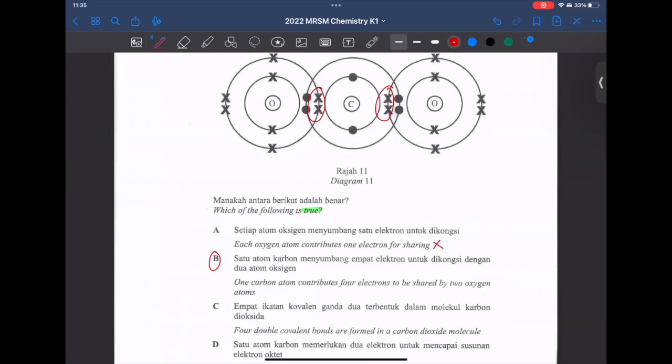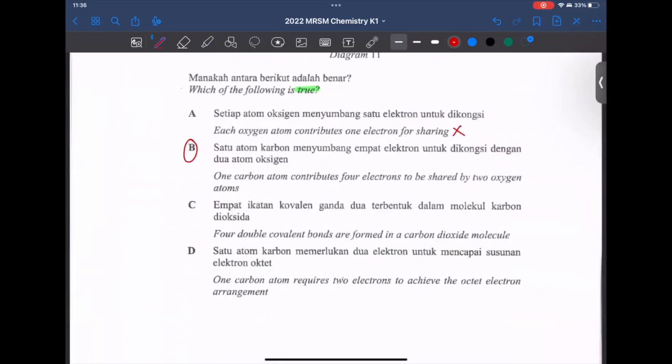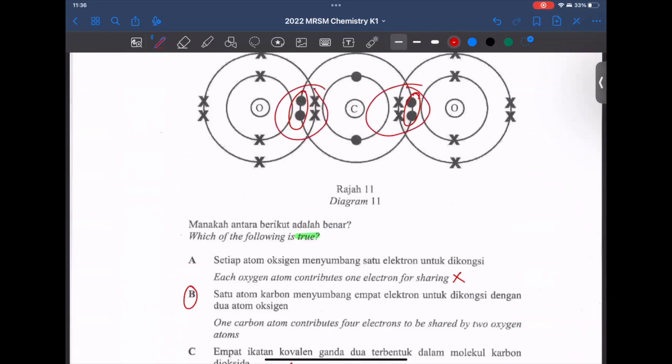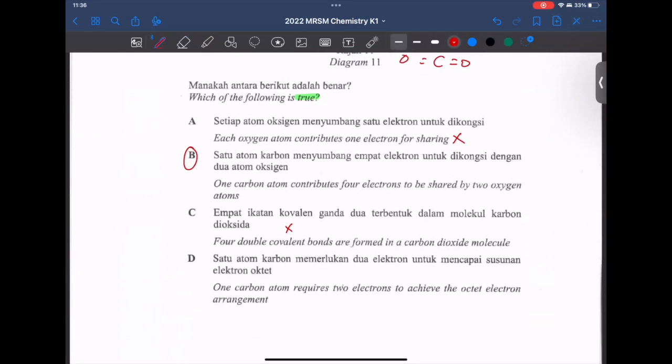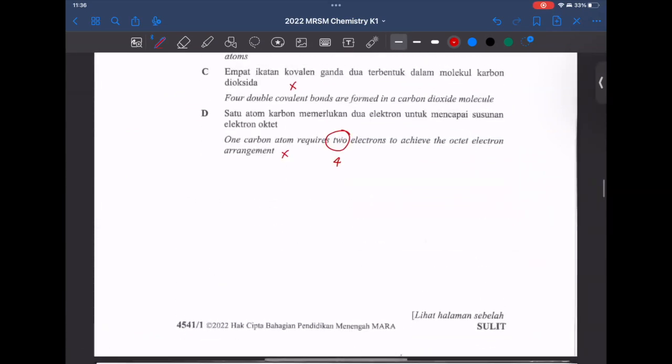Okay, so you see 4 in total. 4, right? 2 over here and 2 over here, total 4. So it's correct. 4 double covalent bonds? No, only 2 double covalent bonds, 1 over here and 1 over here. That's why it is written like that. And the last one, 1 carbon atom requires 2 electrons to achieve octet electron arrangement. 1 carbon atom requires 4 electrons, not 2, to achieve octet, because it only has 4 valence electrons. So therefore, the answer is 1. It's wrong, by the way.